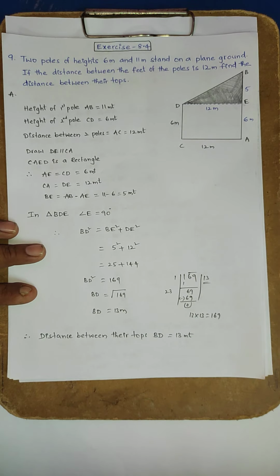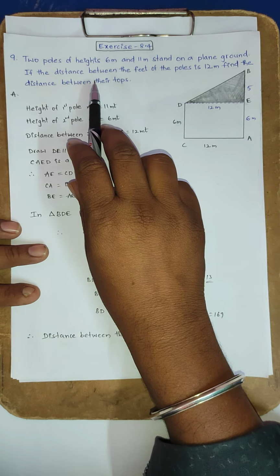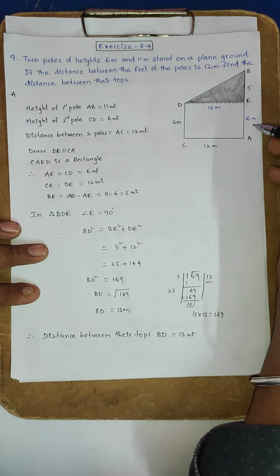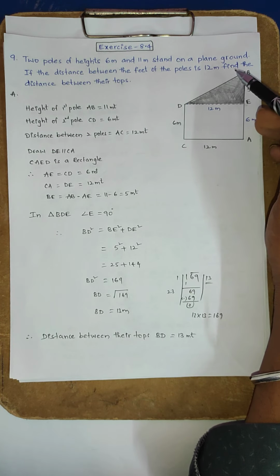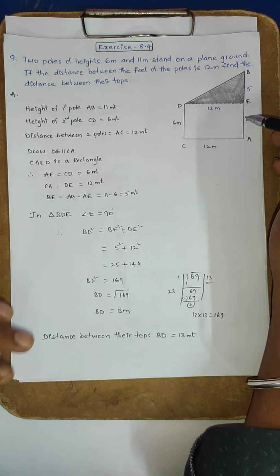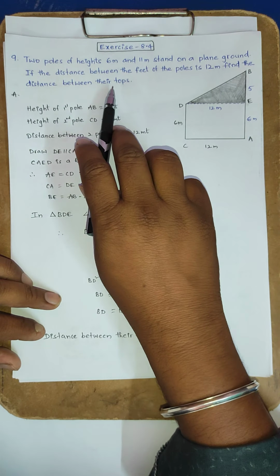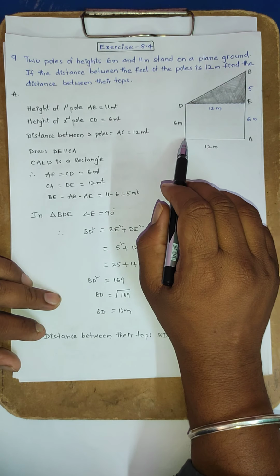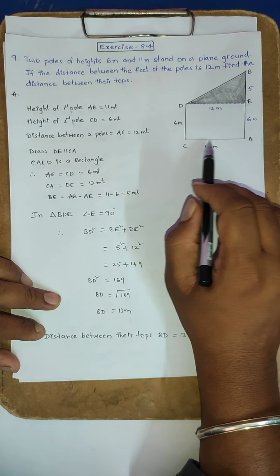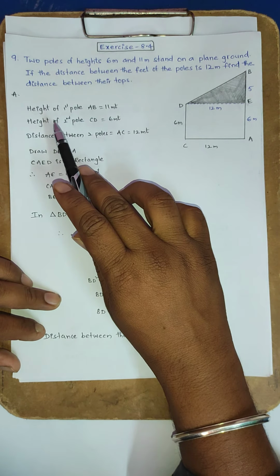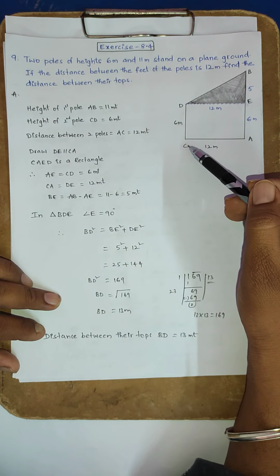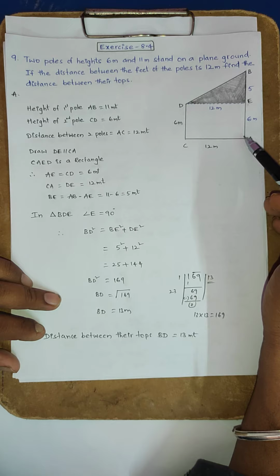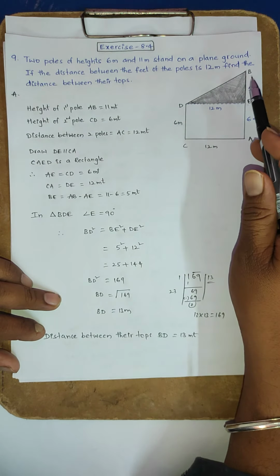Next, ninth one. Two poles of heights, one pole 6 meter, another pole 11 meter, stand on plain ground. These two poles stand on plain ground. If the distance between the feet of the poles is 12 meter, from the first pole bottom to the second pole bottom, the distance is 12 meter, find the distance between their tops. Given the distance between the bottoms of the poles, we are asked to find the distance between the tops.